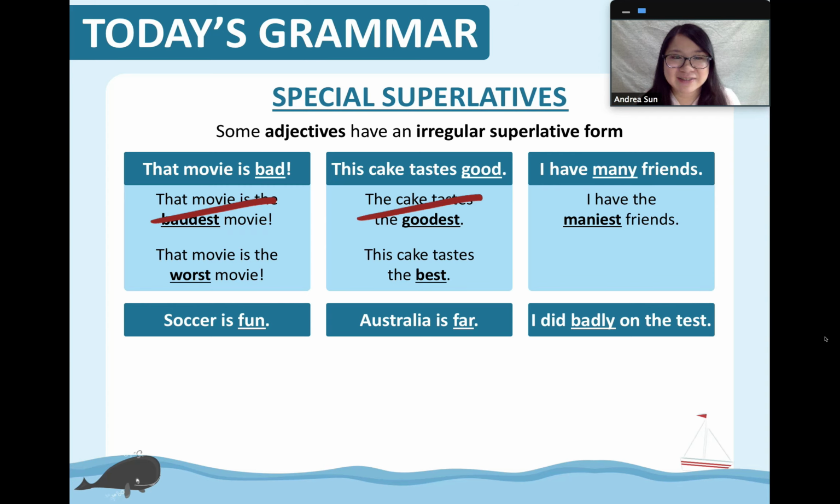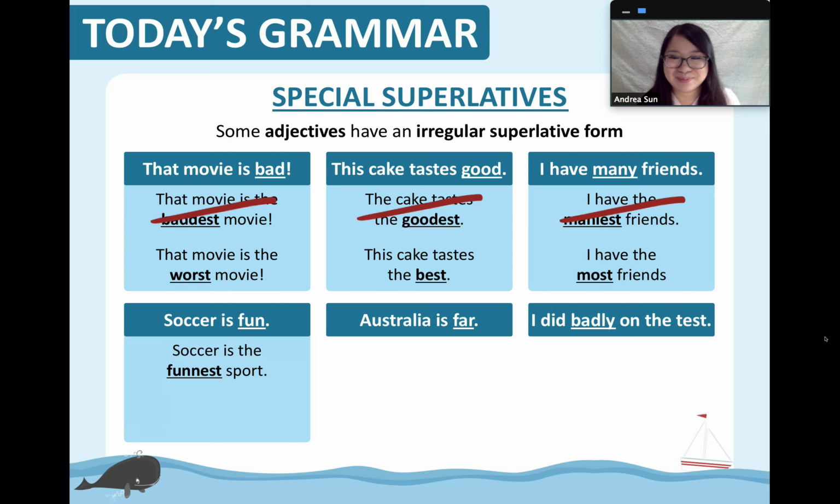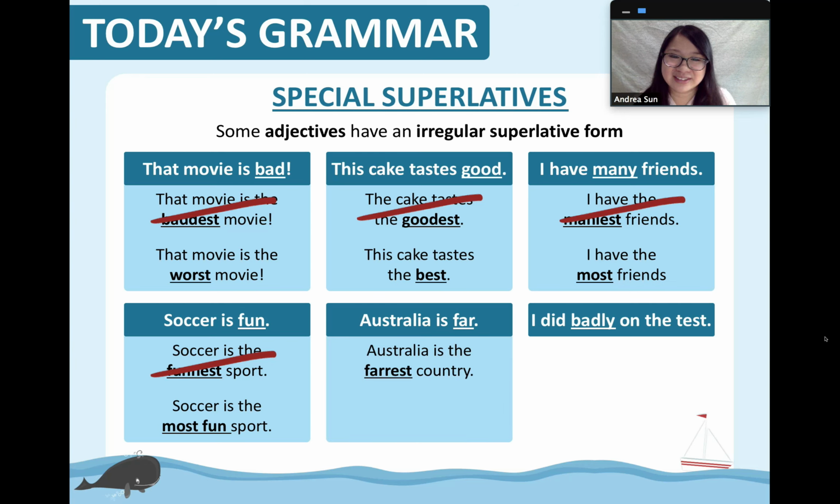"I have the manyest friends." Bang. I have the most friends. "Soccer is the funnest sport." Bang. Soccer is the most fun sport. Australia is far. Australia is the farthest country.